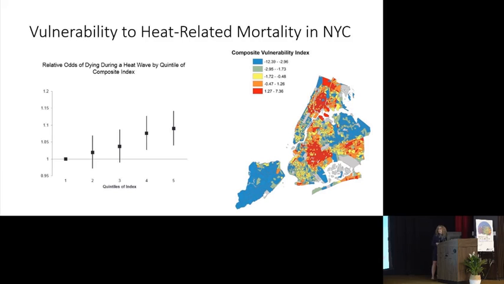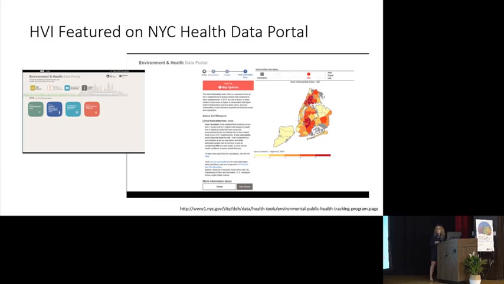So working directly with the New York City Department of Health was wonderful for many reasons, but one was that my colleagues there were able to immediately take these results and put them into action. And so the heat vulnerability index was featured on the New York City Health Data Portal. It still exists there in this aggregated form. You can find it online.